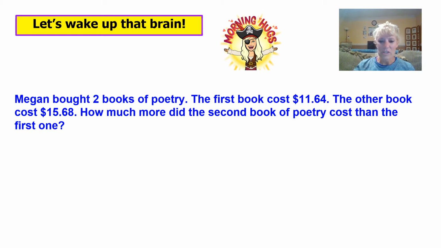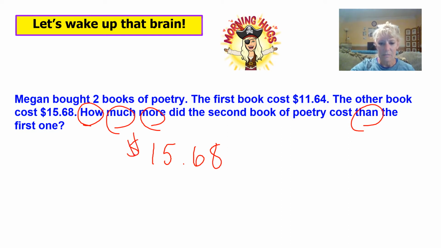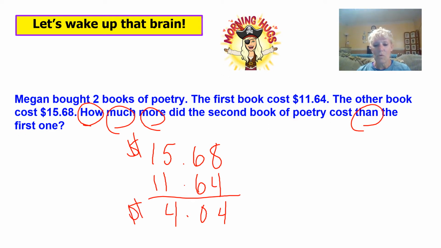All right. The first thing that I am looking for is my favorite words. How much more than. Whenever you have how much more than, that tells me that we're going to be doing some comparing. And whenever we compare, we subtract. So I'm going to put down 1568, and I am going to subtract 1164 from that. 8 take away 4 is 4. This is 0. This is 4. This is 0 there. So actually, it was $4.04 more than the first one. I hope you got that one too.